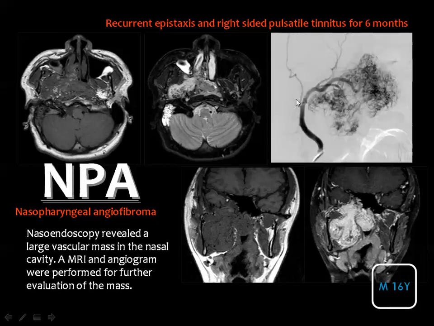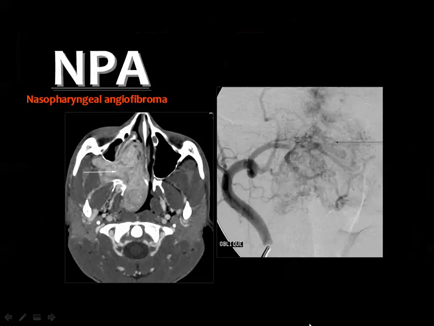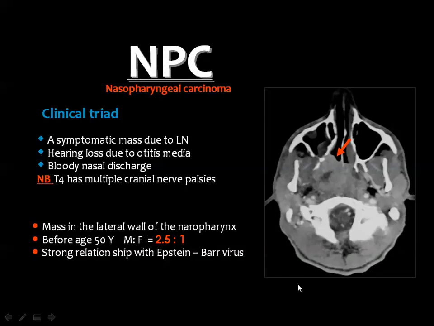On angiogram, you see the significant vascularity and the tumor blush. So, you know that one of the policies for treatment of such tumors is to do a preoperative embolization of the feeding vessels to reduce the tumor vascularity so that the surgeon is able to remove this markedly hypervascular lesion.